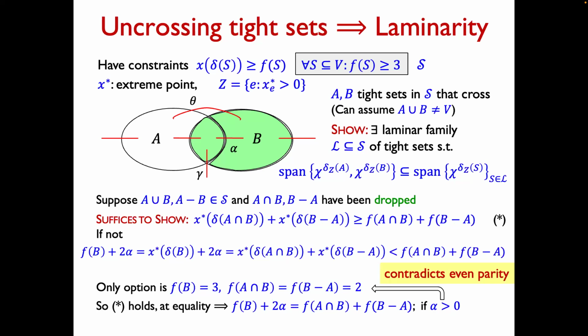The even parity condition was that f of A plus f of B plus f of A union B is even for any two disjoint sets A and B. So it holds for the k-connected spanning subgraph problem when k is even.